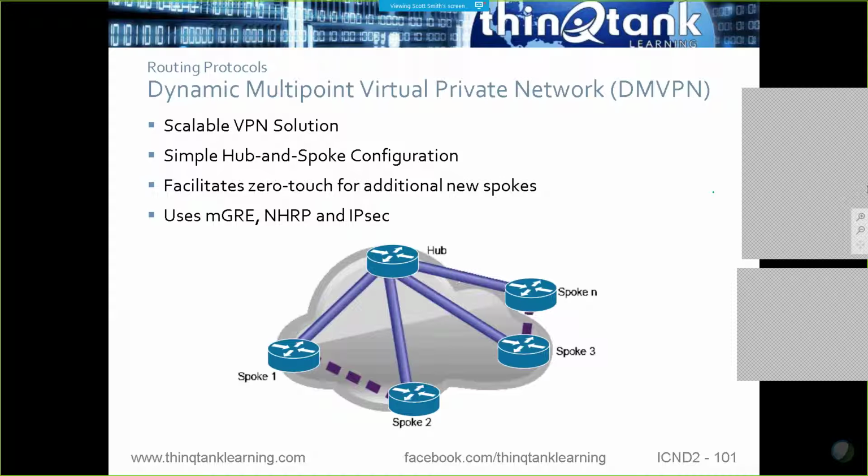Your IPsec tunnels get created. You encapsulate your routing protocols inside of GRE. And now all these routers are interconnected securely using those technologies. There's another major component to DMVPN called NHRP. We'll see what NHRP does in the next couple of slides.